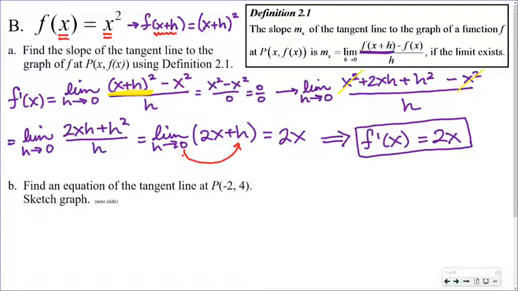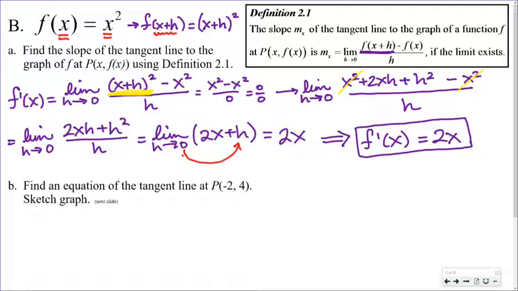There's an x in my derivative equation, and that means that the slope changes at different points on this curve. The slope depends on the x value of your function, whereas in the previous problem, the slope was 2 everywhere. The slope was the same everywhere.